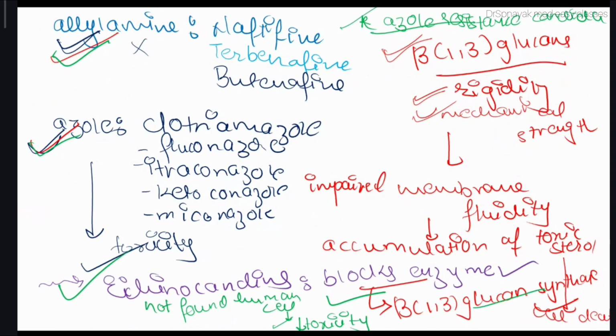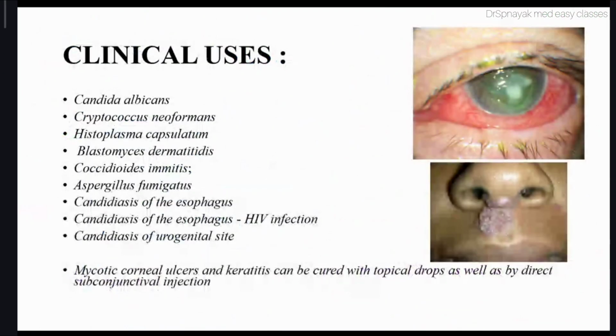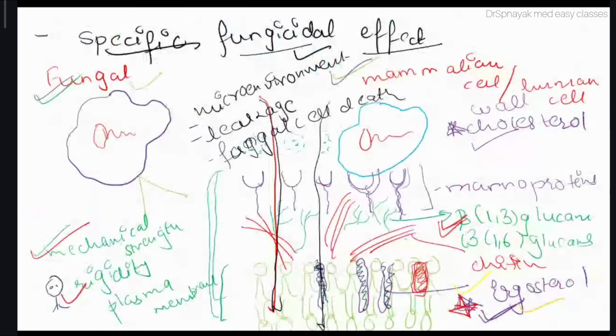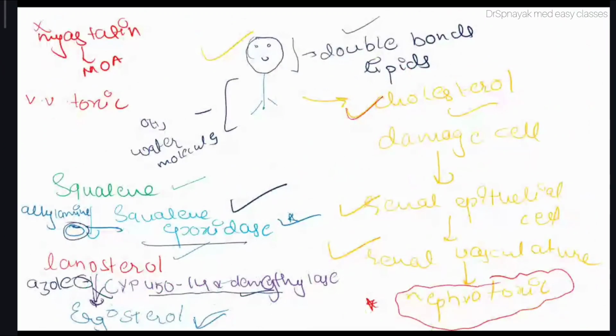Now, coming towards the clinical uses of amphotericin B. Amphotericin B binds to the ergosterol. We will summarize its action. It binds to the ergosterol, which is a major sterol present in the fungal cell wall. It will ultimately inhibit the cell wall synthesis and will lead to fungal cell death.